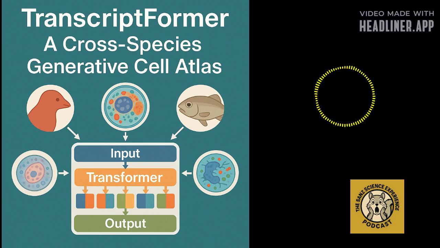Today, we're taking a deep dive into something truly groundbreaking in biology. It's a new AI foundation model called TranscriptFormer. Imagine trying to map every single cell type across all life, understand its function, maybe even predict its behavior through 1.5 billion years of evolution? That's the really audacious goal TranscriptFormer is starting to tackle.